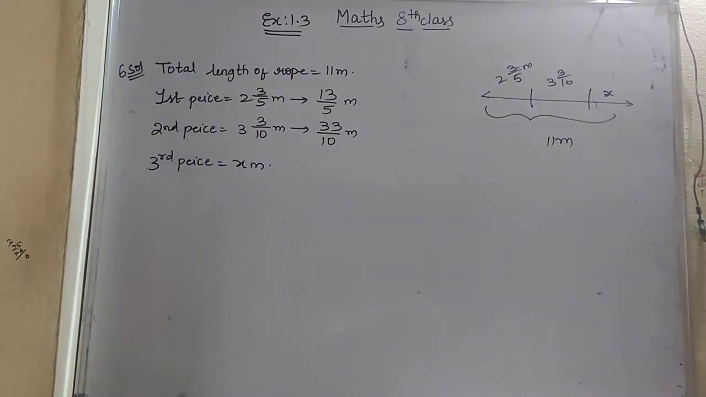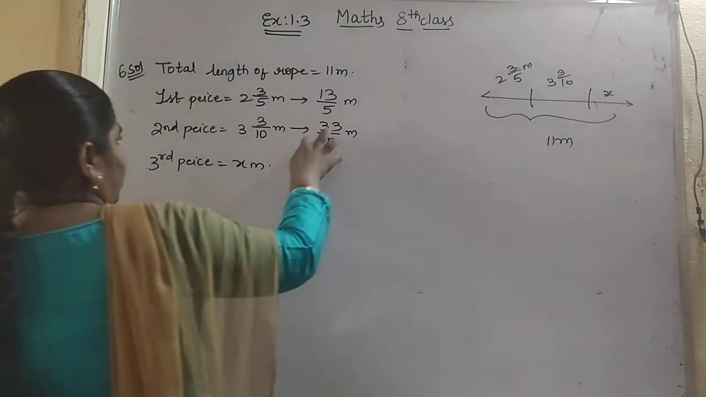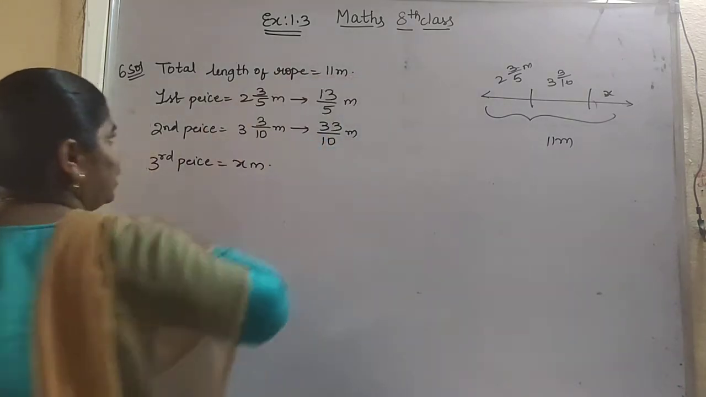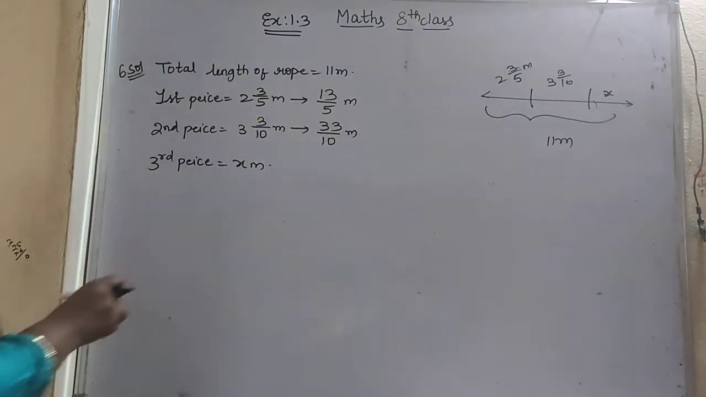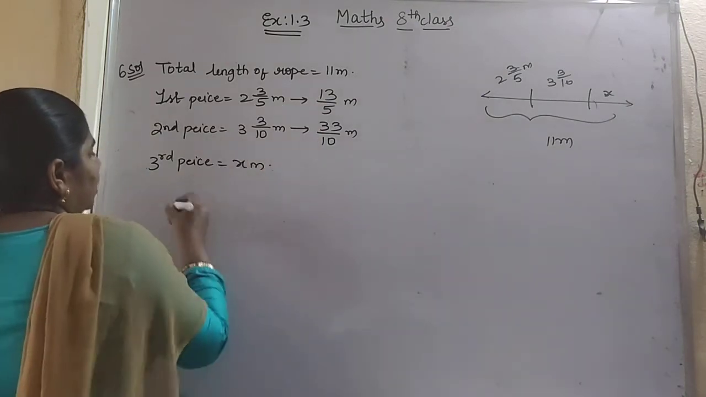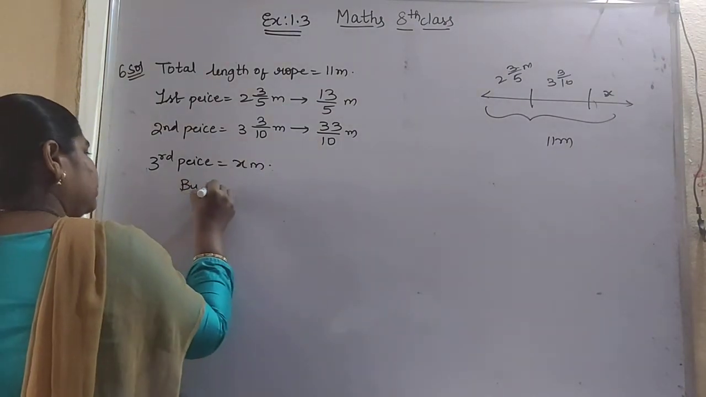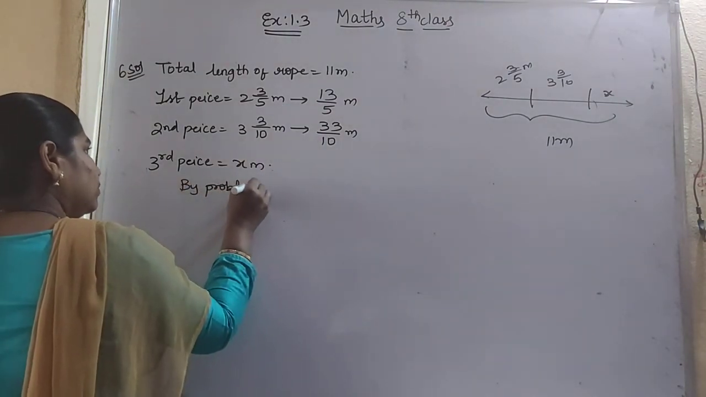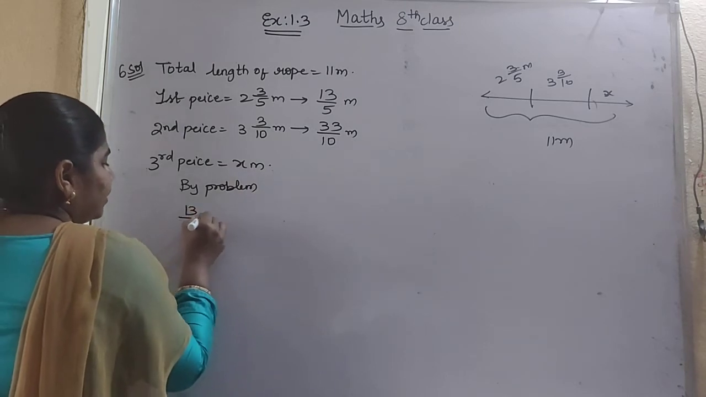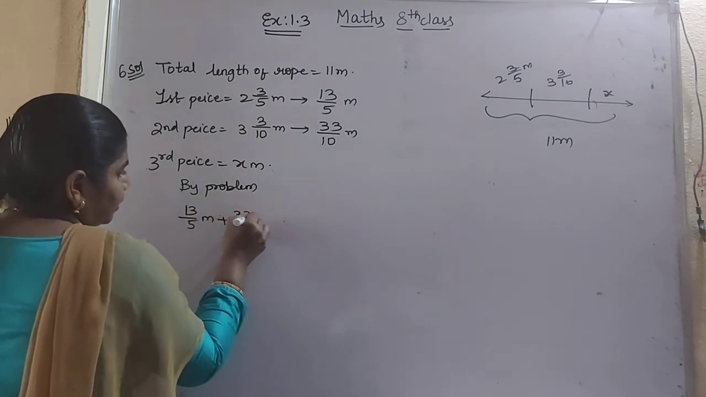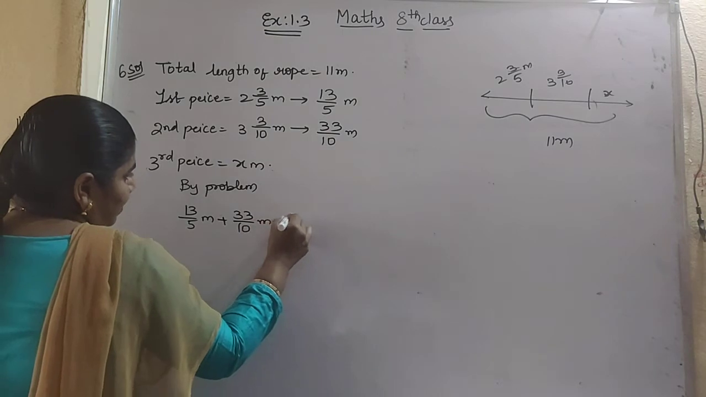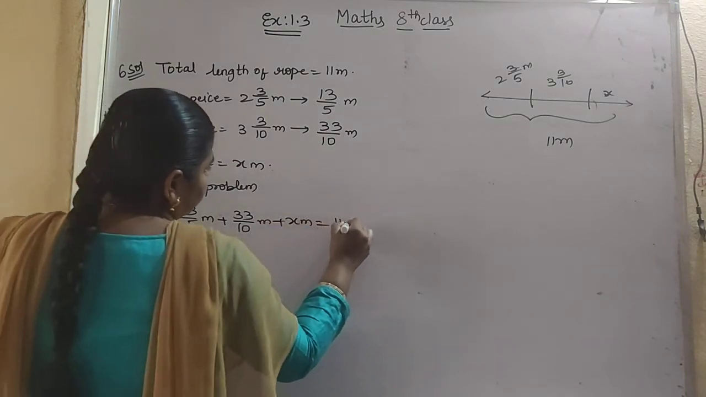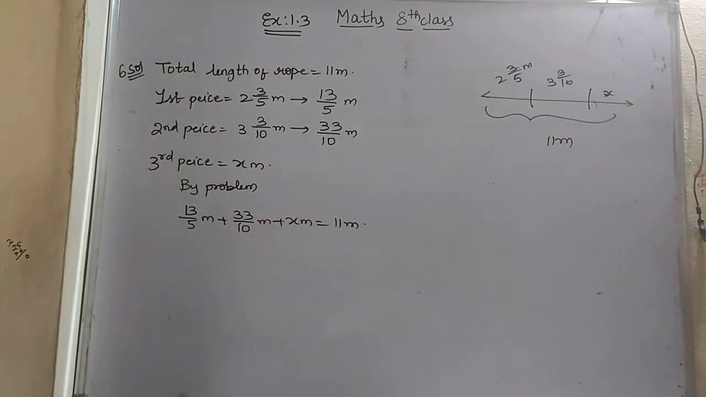meters. So we know that if you add these three pieces, then only that will be equals to 11 meters. So do addition of these three. Now by problem, 13/5 meters plus 33/10 meters plus x meters will be equals to total 11 meters.